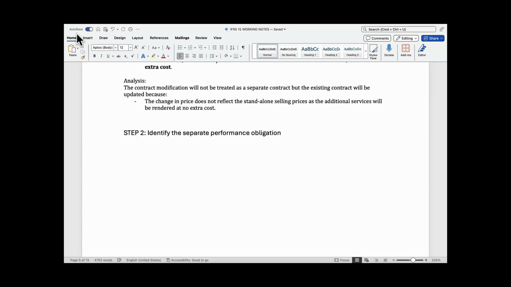Yeah, of course, it is a contract modification. It will just need to update the existing contract. That will not be treated as a separate contract because the change in price is not, in fact, a change in scope; there is not even a change in scope. It's just inflation, which is a common thing. So we are not going to treat that as a separate contract. We will just update the existing contract, and that's it.